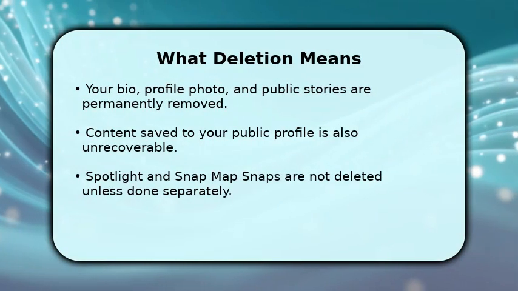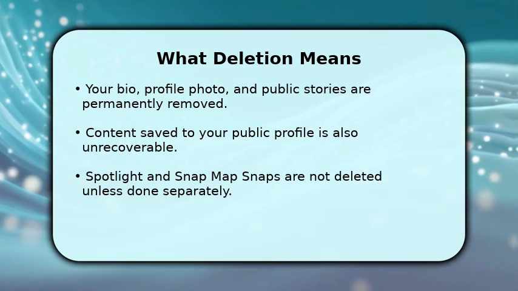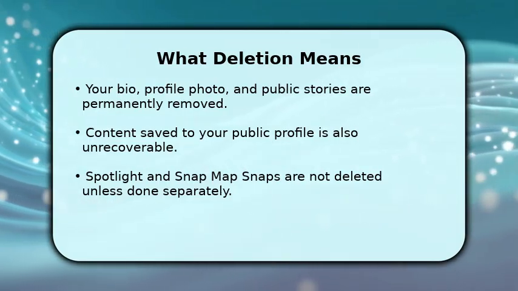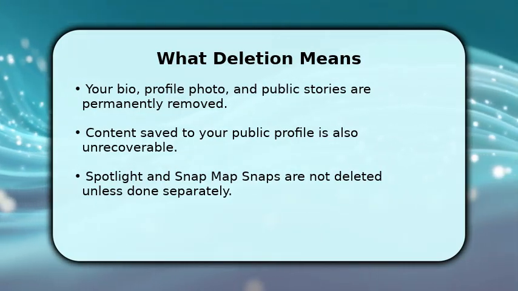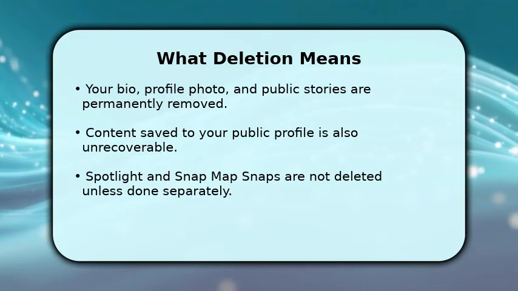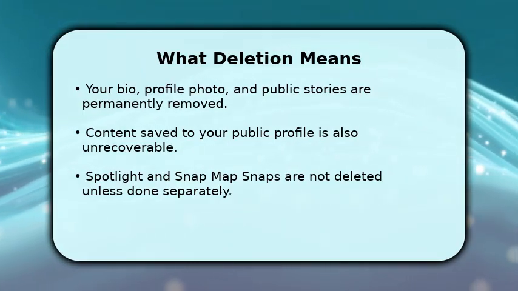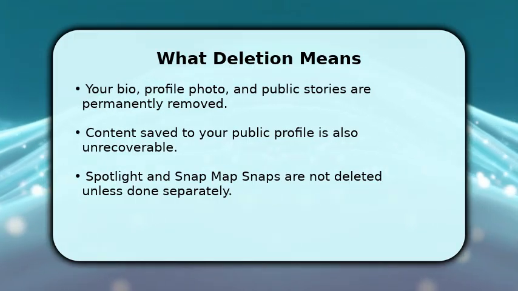When you clear your public profile, specific elements like your custom bio, profile picture, and all public stories are permanently erased. Any content you had saved directly to that public profile will also be lost forever. It is crucial to remember that while your public profile content vanishes, your Spotlight and Snap Map snaps remain visible unless you manually delete them from their respective sections.